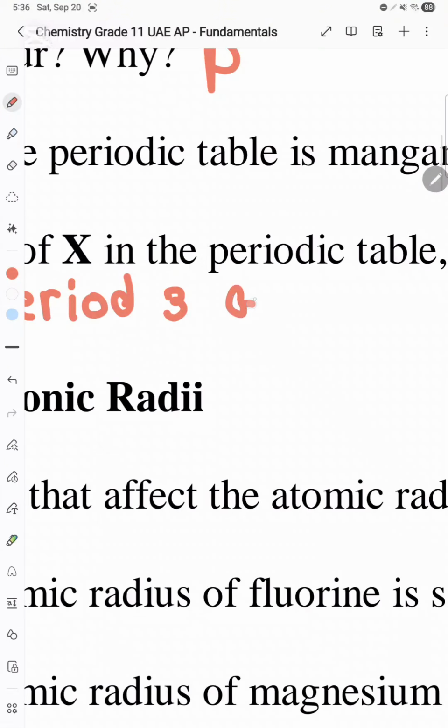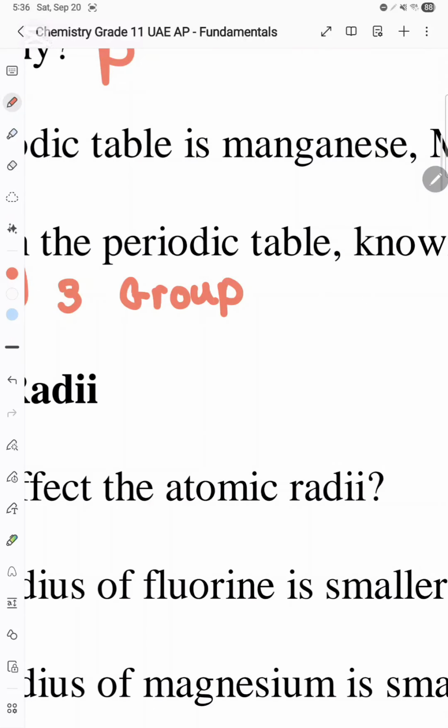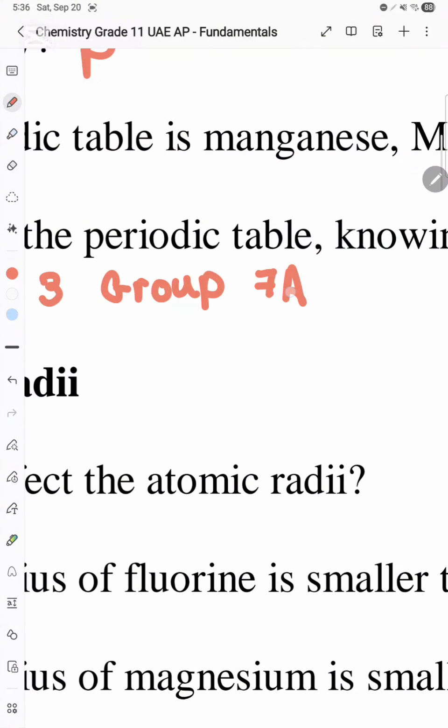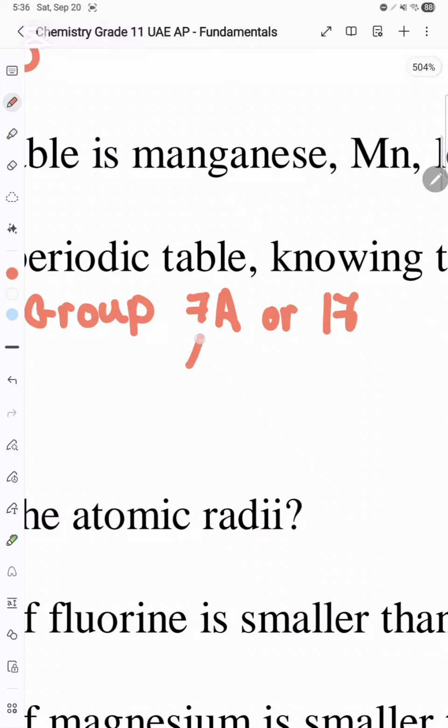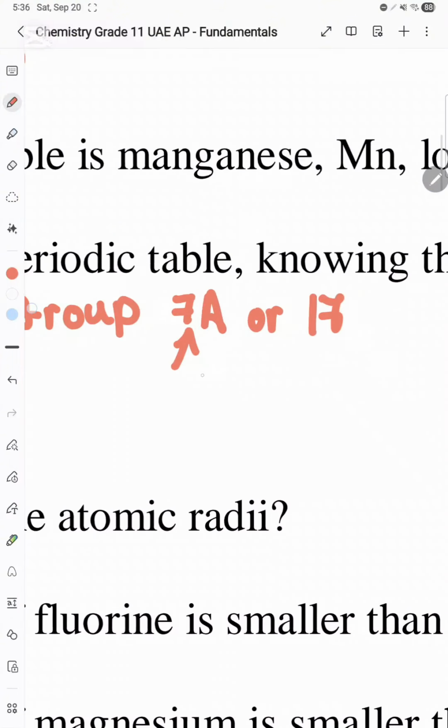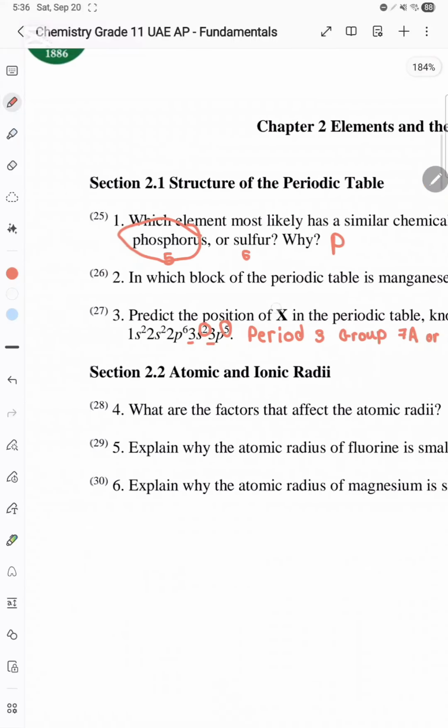Period 3, group 7. Now there's a new thing. When you're saying group 7, you need to say A, 7A. Or you could just call it group 17. Both are the exact same thing. Now, our teacher told us that for AP students use group 7A and for AS students use group 17. That's how they prefer to call it.